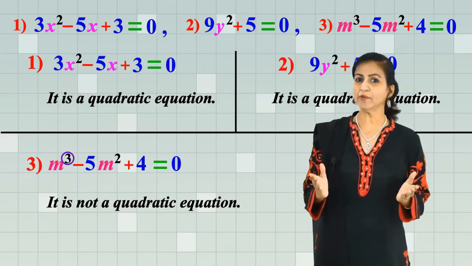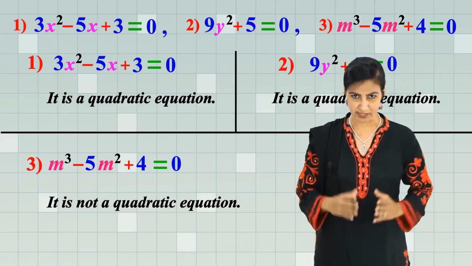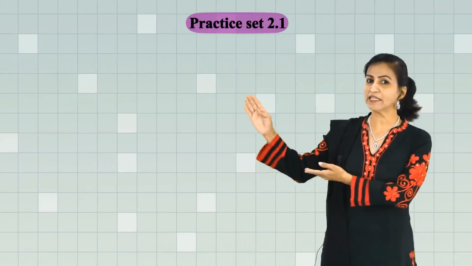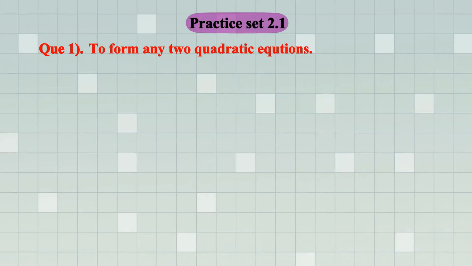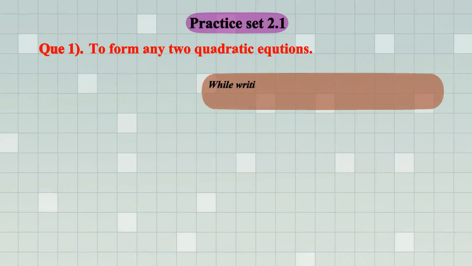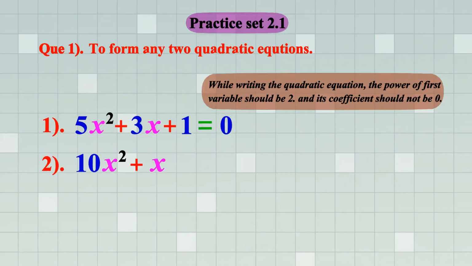Now students, there can be a question for 1 mark in the board exam to make a quadratic equation based on this concept. Hence, we have a question in practice set 2.1 to form any two quadratic equations. Students, always remember that while writing a quadratic equation, the power of the first variable should be 2 and its coefficient should not be 0. Number 1, 5x square plus 3x plus 1 is equal to 0. Number 2, 10x square plus x plus 7 is equal to 0 are the two quadratic equations.